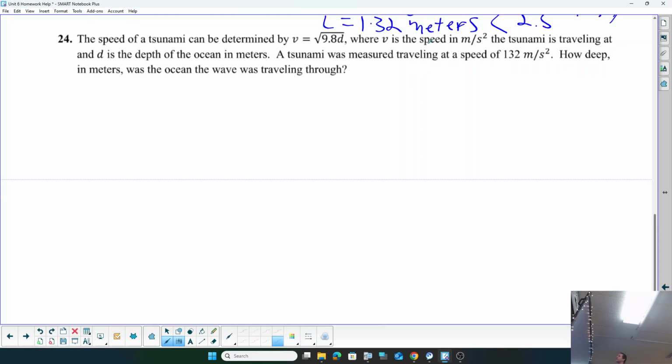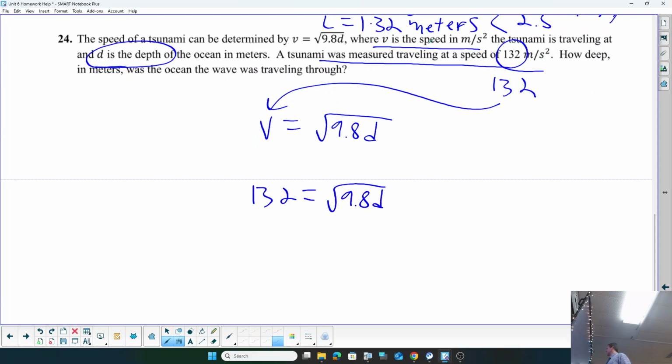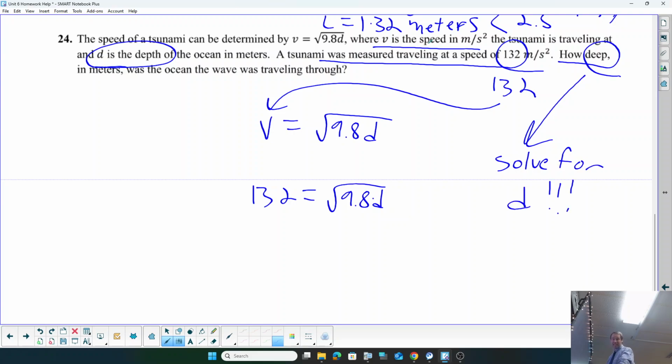So the speed of a tsunami can be determined by v is equal to the square root of 9.8 d, where v is the speed and d is the depth. A tsunami was measured traveling at a speed of 132. So where does the 132 go? 132 goes right here. So we get 132 is equal to the square root of 9.8 d. And so they want you to, how deep, which means solve for d. So all they want you to do now is solve for d.